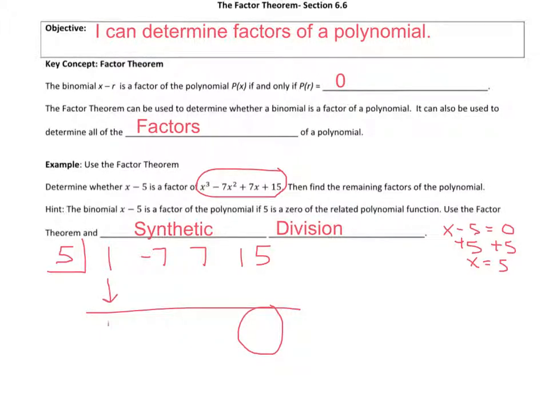We'll bring our 1 down. 5 times 1 is 5. Negative 7 plus 5 is negative 2. 5 times negative 2 is negative 10. 7 plus negative 10 is negative 3. 5 times negative 3 is negative 15. And 15 plus negative 15 is 0. So yes, x minus 5 is a factor.